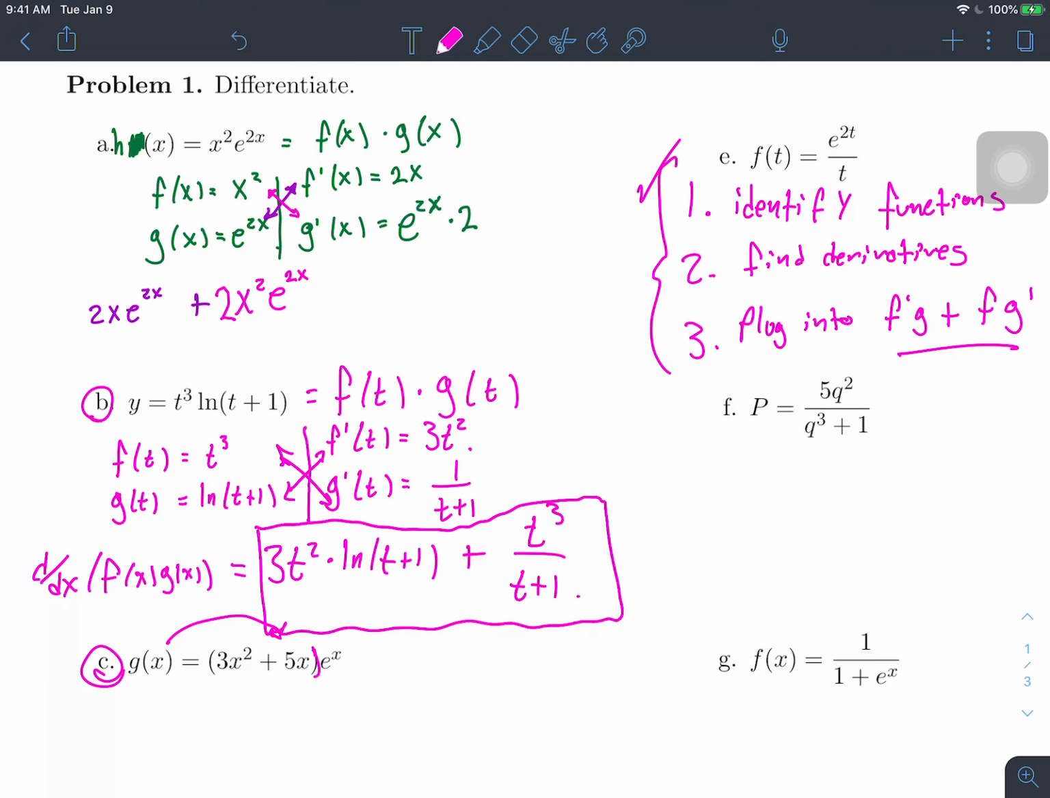Make that t a little bit better. And that t is also kind of bad.